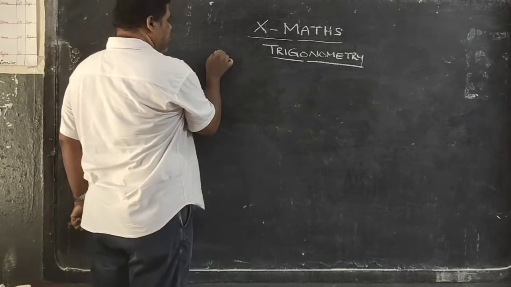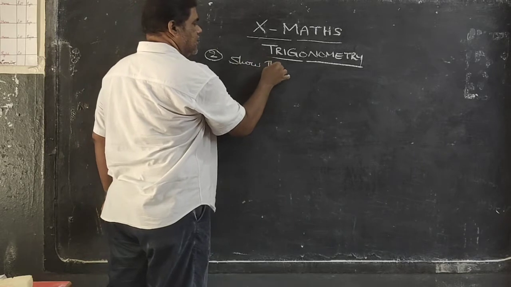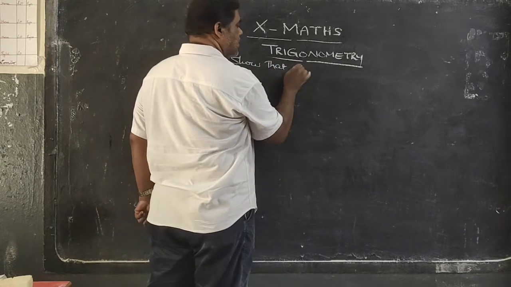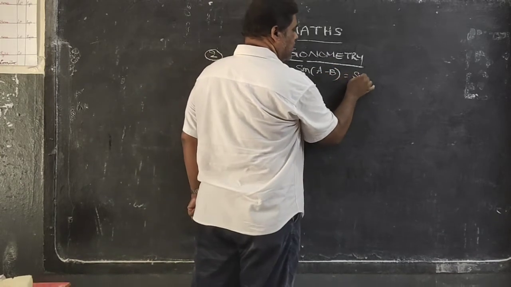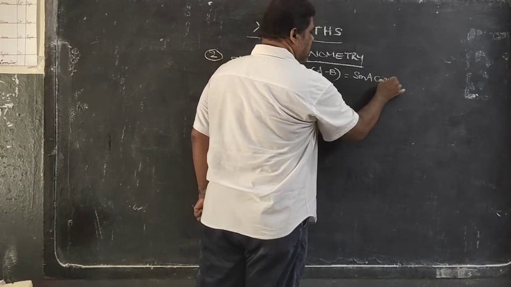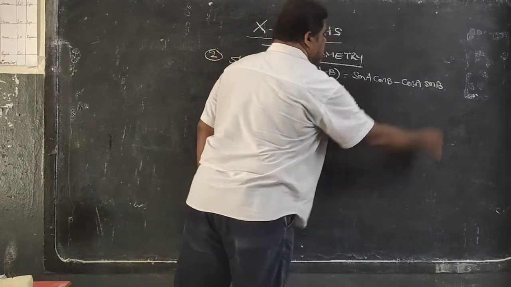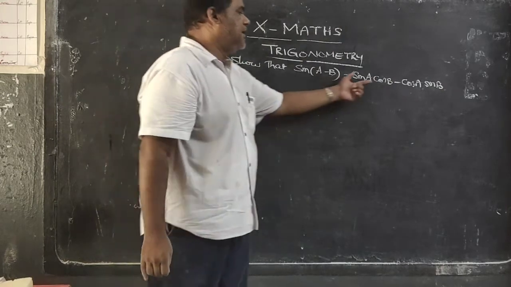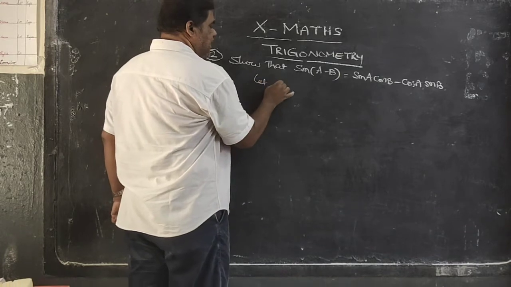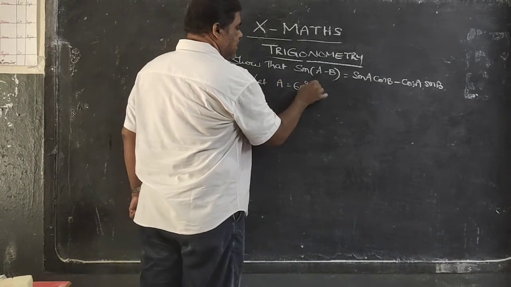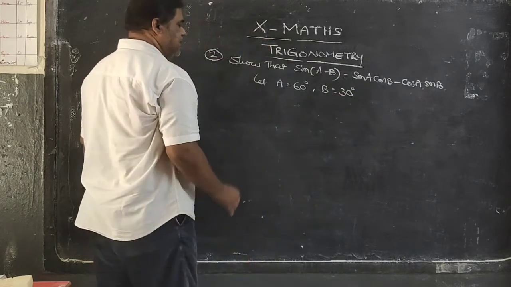Now the second problem, second example. Show that sin(A minus B) is equal to sin A cos B minus cos A sin B. In the same way, let us take the A value as 60 degrees and the B value as 30 degrees. Let us suppose A is 60 degrees, B is 30 degrees.